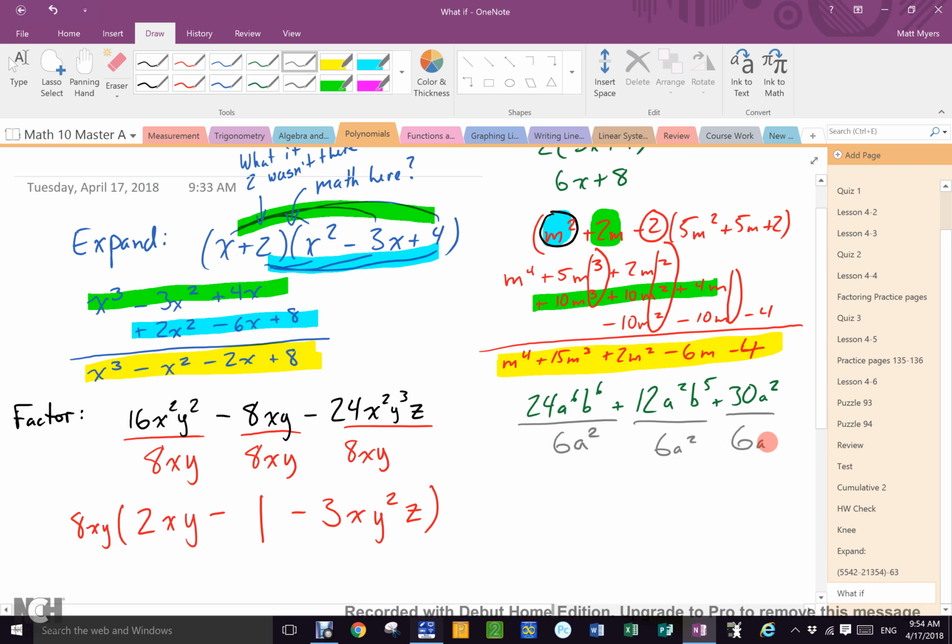And then I do the exact same thing. I put the GCF outside, and then I do my math. 24 divided by 6 is 4. A6 divided by a squared is a4. B6 with nothing on the bottom stays as B6. Plus 2. A squared over a squared, it disappears. B5 plus 5. A squared over a squared is gone. Is everybody good? Okay. That's your warm-up.